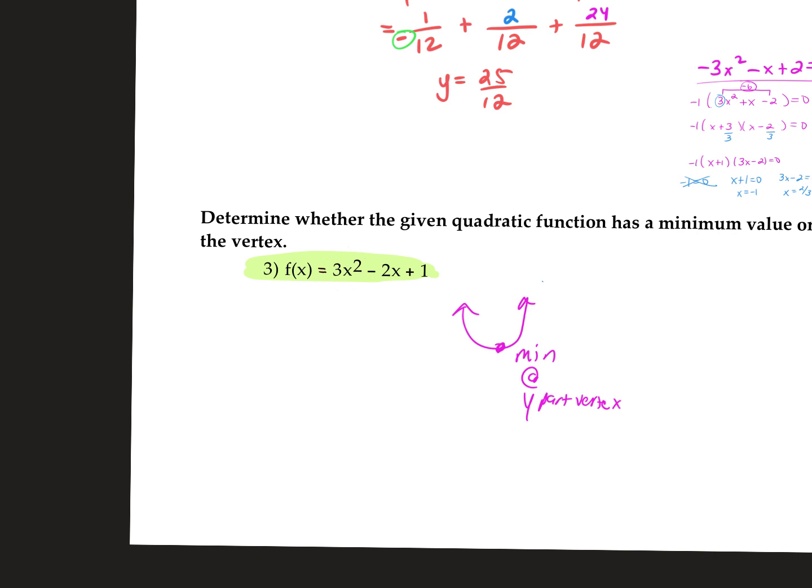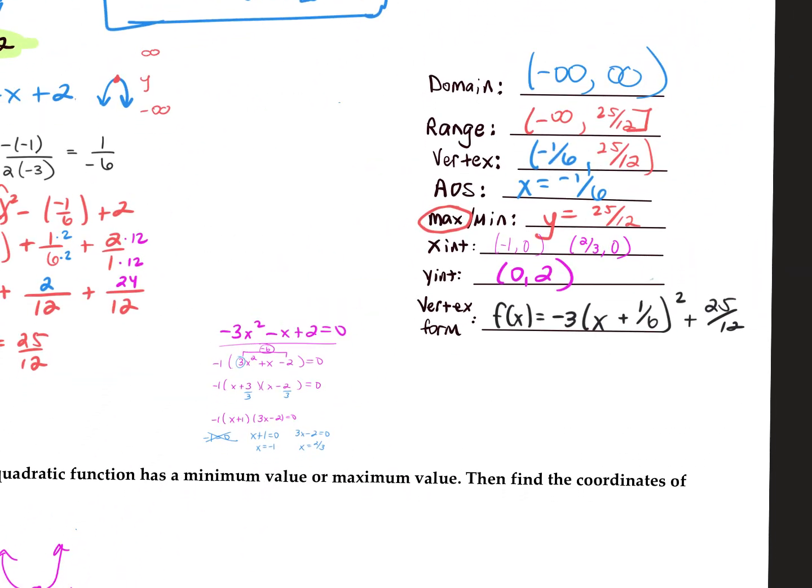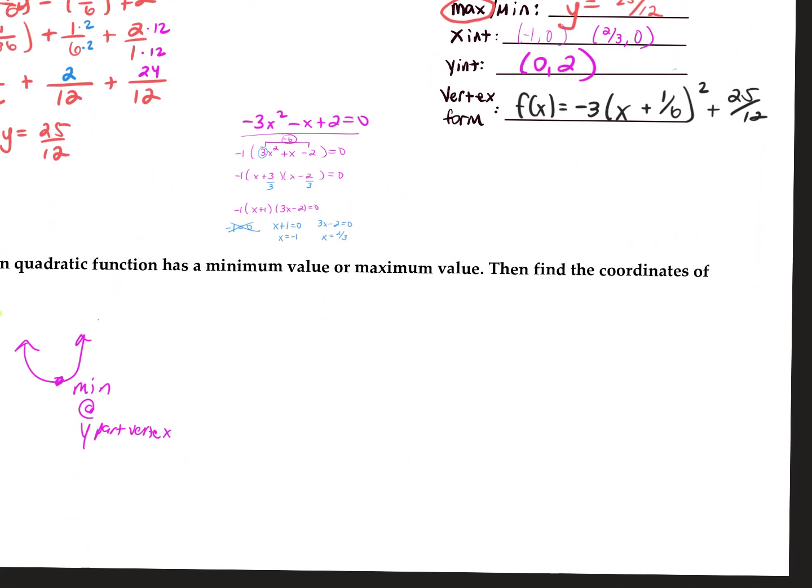On the quiz, do you want us to give you like the minimum or maximum value, or do we just put like minimum or maximum? You need to do like this. You need to say if it's minimum or maximum, and then tell me where it is. Yeah. Good question.